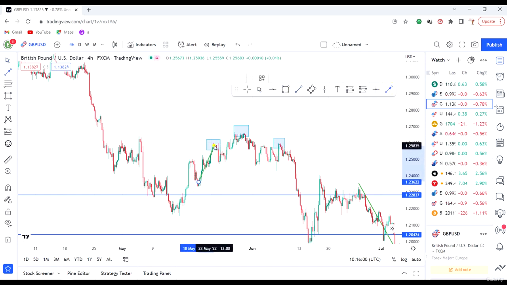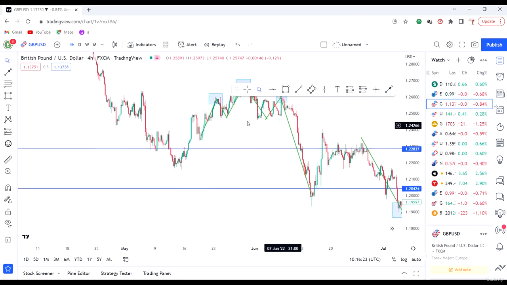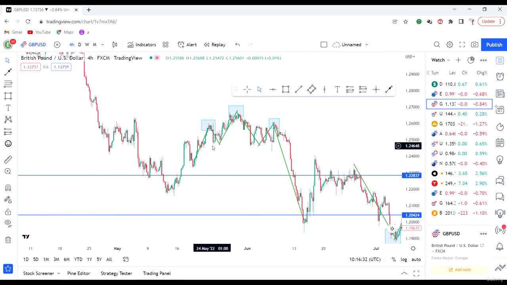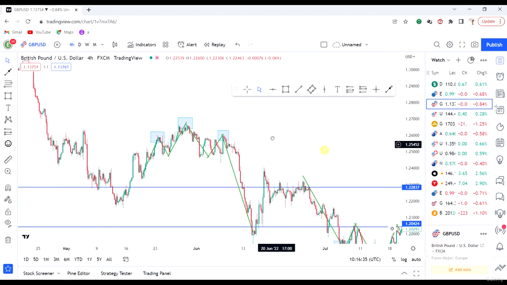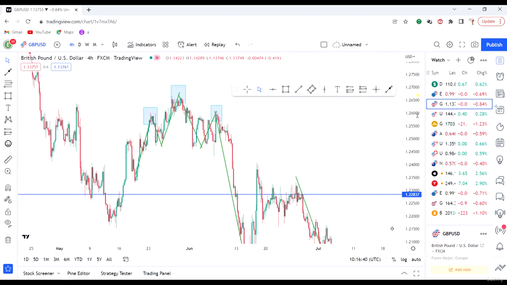The market came here, made it this way, came down, made it this way, came up, made it to this point, came down, made it to this point. Okay, came up again, made it to this point, and then came down to break lower, even below this target. So you see that's how this head and shoulders pattern has played out. Very perfect example here.